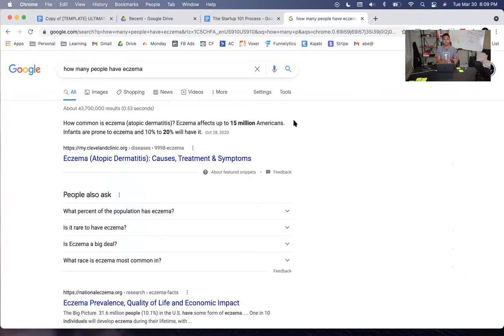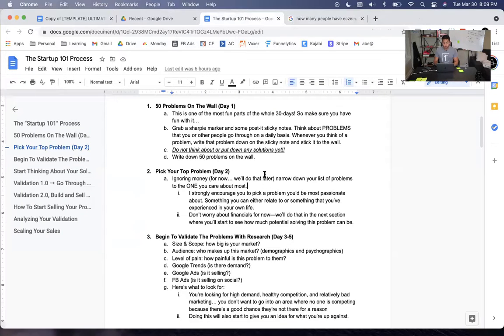I want you to just focus on the problem, because if what we're about to do doesn't pan out, then you need to go back to the drawing board and find another problem that's worth solving. So that's number one: 15 million people.